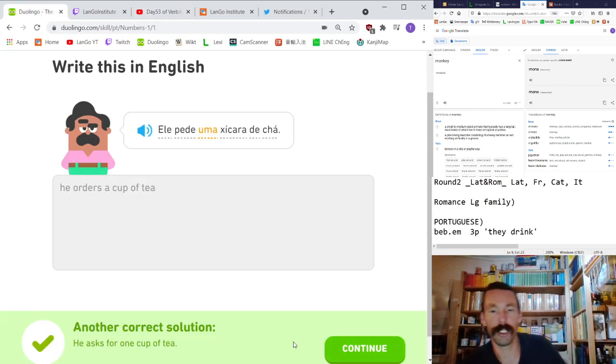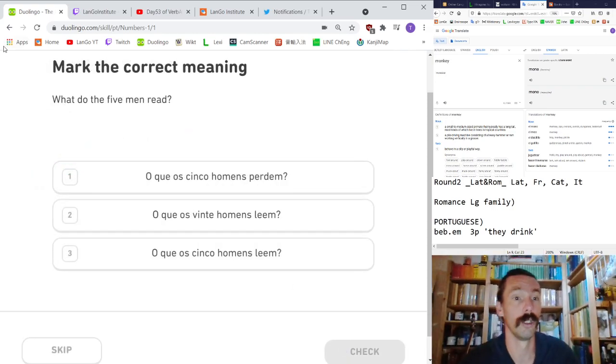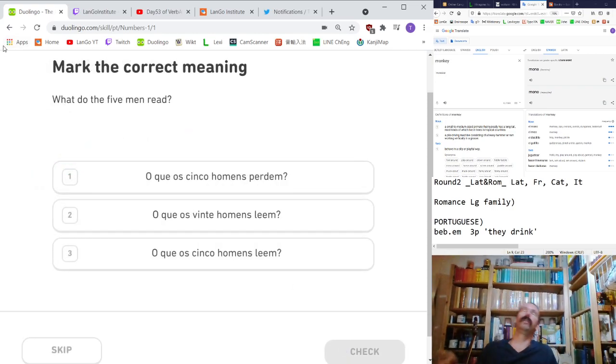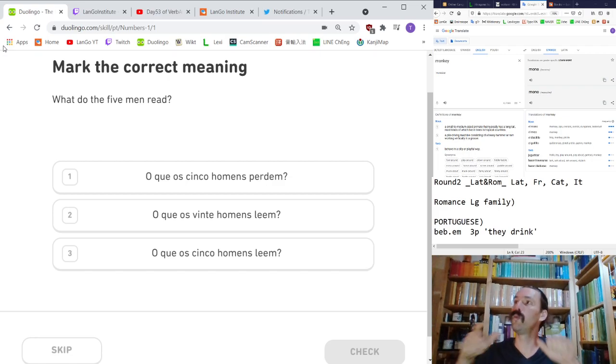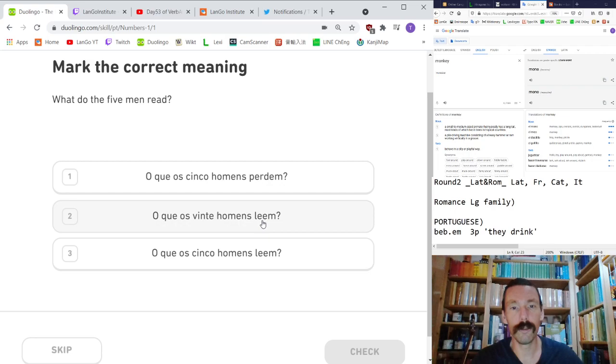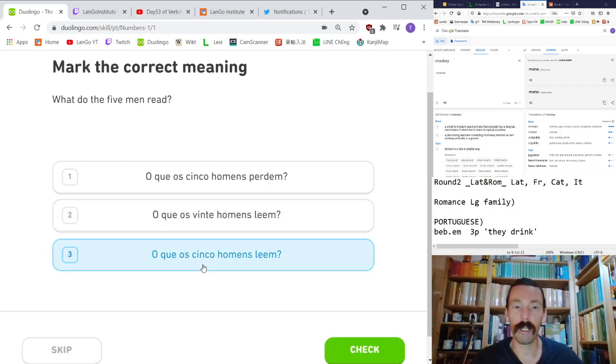Okay, where were we? What do the five men read? Subject is the five men. They read what? Que leem os cinco homens? O que? The what, right? We need the right verb. It's not what do they lose, but leem. Not 20 men, but five. O que? The what? Os cinco homens, the five men, leem, they read.